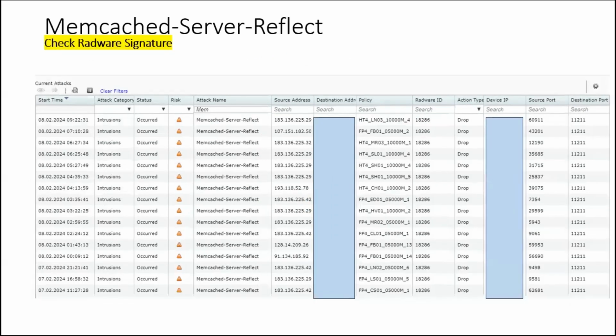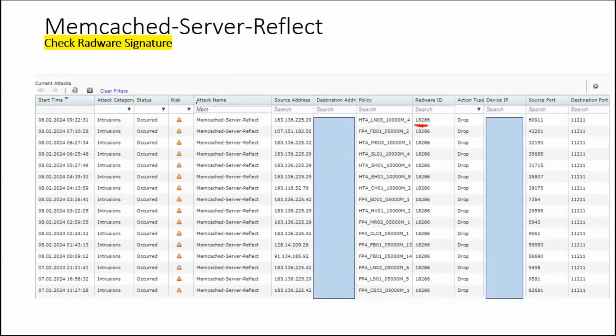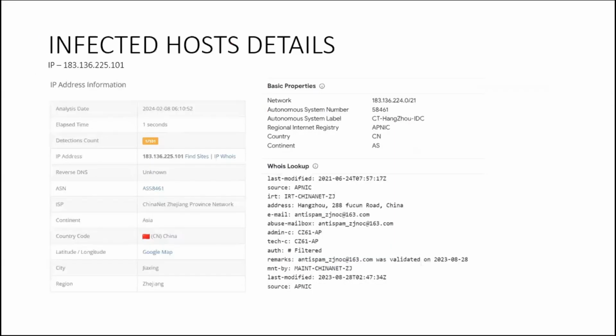Now have a look at Radware signature 18286, which is protecting against memcache server reflect. There are many attacks, so I filtered out only the memcache server reflect and took this source IP. I just wanted to investigate where it's coming from. When I investigated this infected host detail, I got the information that it is coming from China.